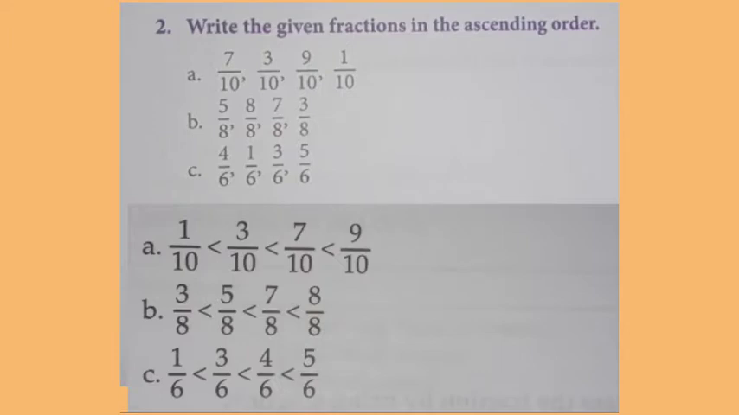Bit A, 7 by 10, 3 by 10, 9 by 10, 1 by 10. Its ascending order is 1 by 10 less than 3 by 10 less than 7 by 10 less than 9 by 10. Bit B, 5 by 8, 8 by 8, 7 by 8, 3 by 8. Its answer is 3 by 8 is less than 5 by 8 is less than 7 by 8 is less than 8 by 8. Bit C, 4 by 6, 1 by 6, 3 by 6, 5 by 6. Its ascending order is 1 by 6 is less than 3 by 6 is less than 4 by 6 is less than 5 by 6.